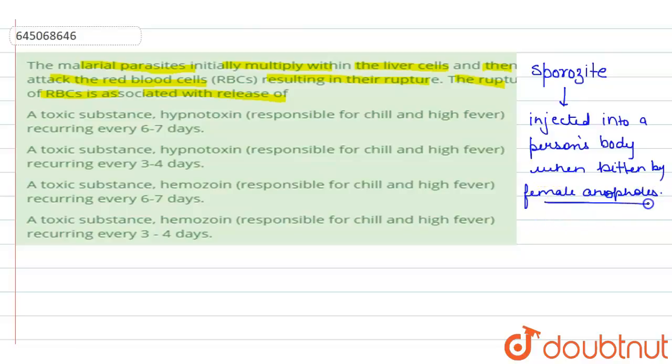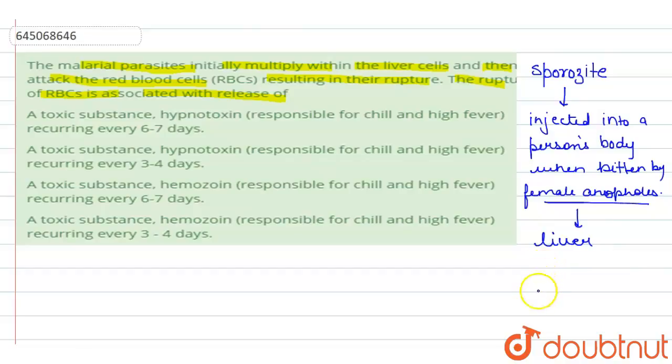So this female Anopheles carries this sporozoite, and when it bites the person, the sporozoite, or the infection, gets injected into the person's body. Now the sporozoite reaches the liver. And how does it reach the liver? Through the blood.